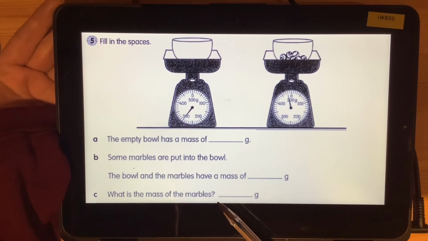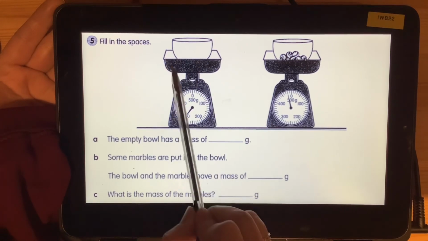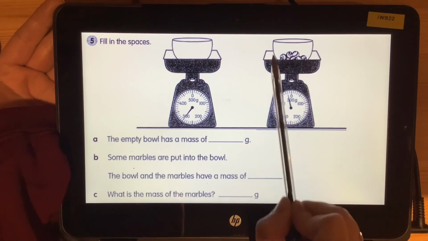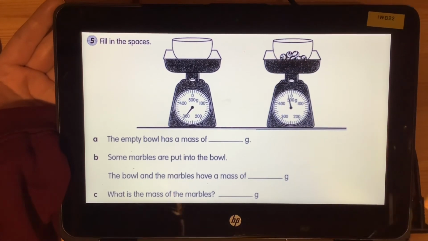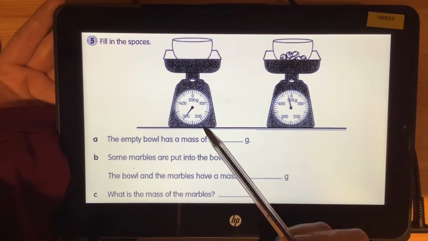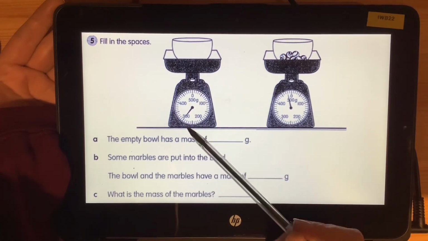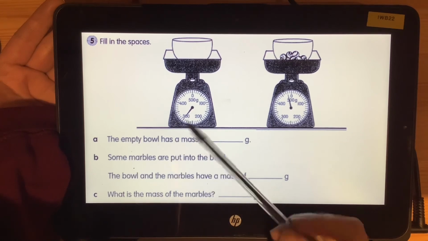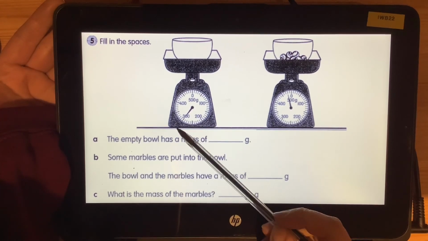Well, you can work out the mass of the marbles by knowing the mass of your bowl and removing that from the mass of your bowl and your marbles, because then you would be left with just the marbles. So our bowl, if we look at our scale, we're lucky again because it's pointing to a number. So we know that an empty bowl has a mass of 300 grams.